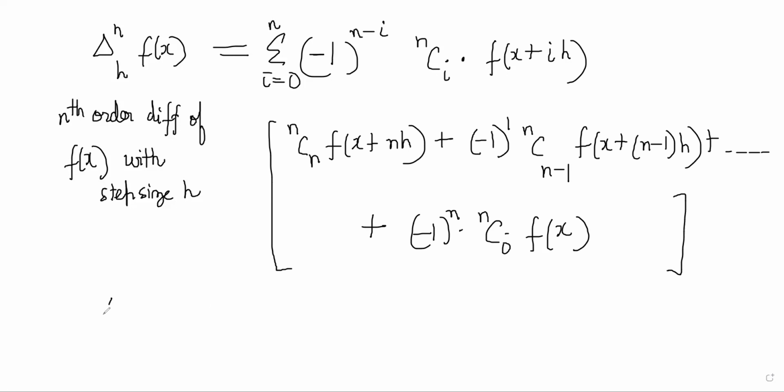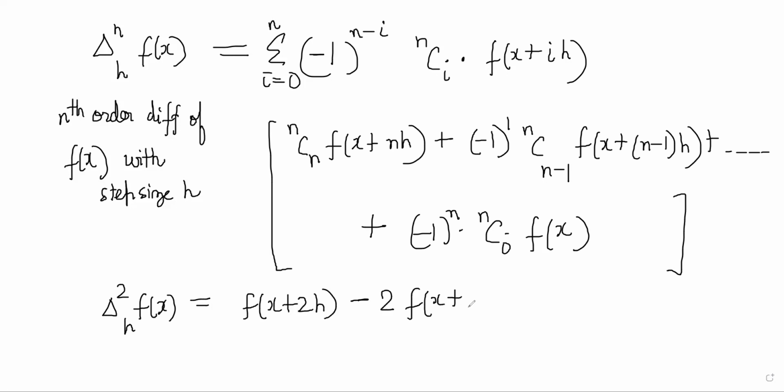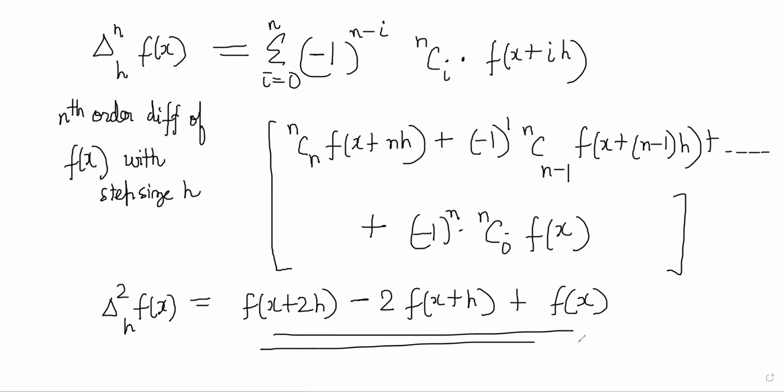Notice that it looks similar to when we did a second order difference of f of x. We got f of x plus 2h minus twice of f of x plus h plus f of x, right? Notice that this will fit the formula. If you put 2 here, what will happen? It will be f of x plus 2h here. This will be 2C1 and minus 1, so minus 2 f of x plus h. And finally, this term will be plus f of x, right? So the formula is correct.